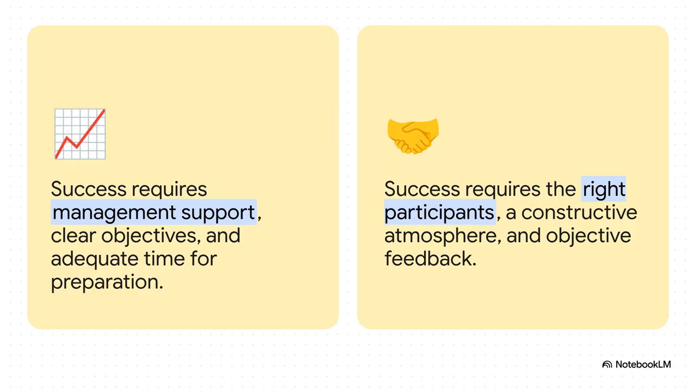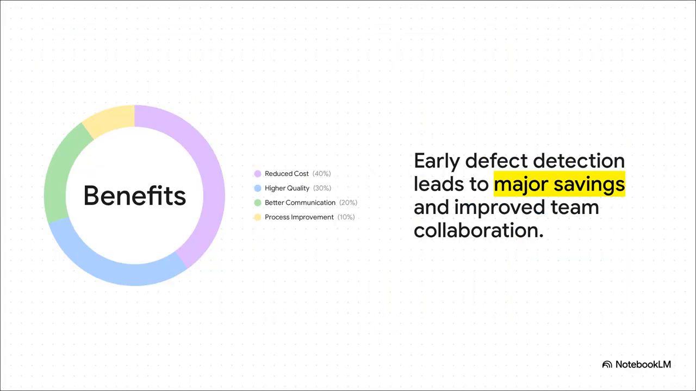But the human element is every bit as critical. You have to have the right people in the room, and this is the big one. You need a culture where feedback is about making the product better, not about criticizing the person. The whole goal has to be about learning, not about placing blame. And when you get that culture right, the benefits are just huge. I mean, the single biggest payoff is a massive reduction in cost. Finding a defect in a requirements document is exponentially cheaper than fixing it after the product is already out in the wild. Absolutely. And beyond the incredible cost savings, it also just plain leads to higher quality products. And just as importantly, it leads to better communication and this shared understanding across the entire team. Everybody gets on the same page.